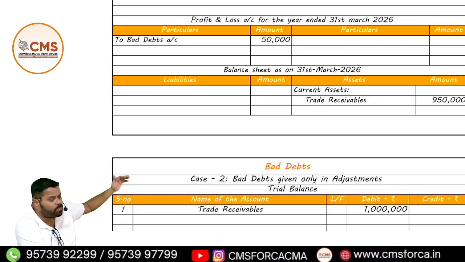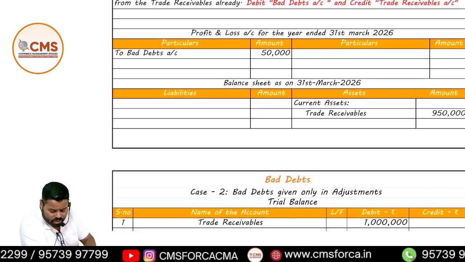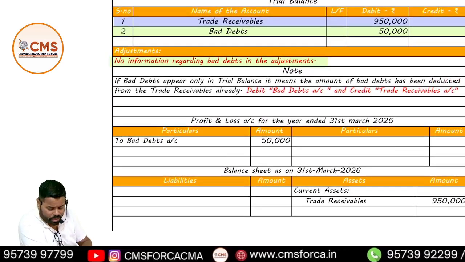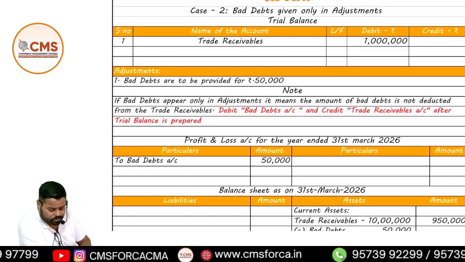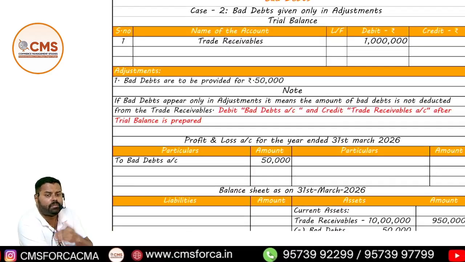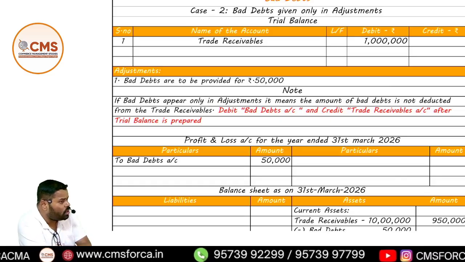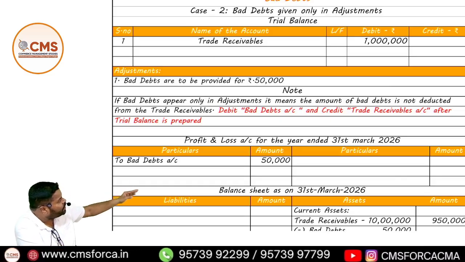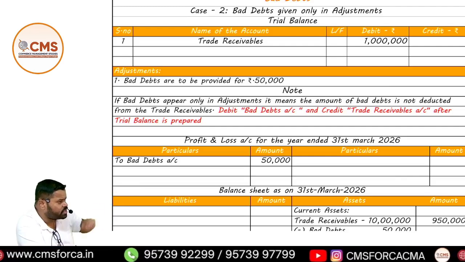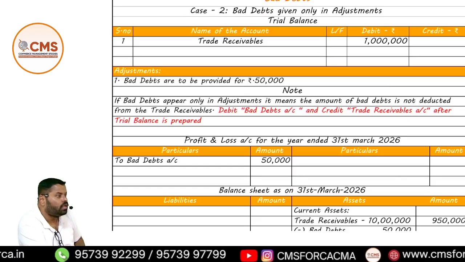That's why I've divided the provision and bad debts into two. Total 6 scenarios are there. First scenario, is it clear? Okay. Next one. Bad debts given only in adjustments. In the previous one, the bad debts were there inside your trial balance. But now, bad debts will be there in adjustments. Now, when will you get bad debts in adjustments? What is the timeline?